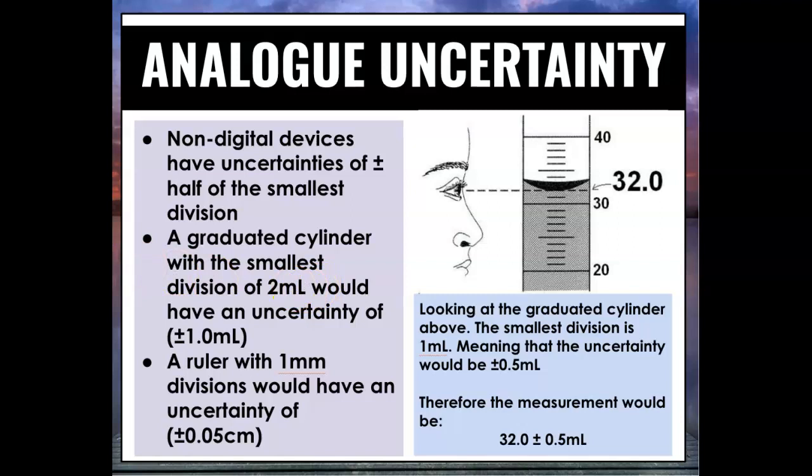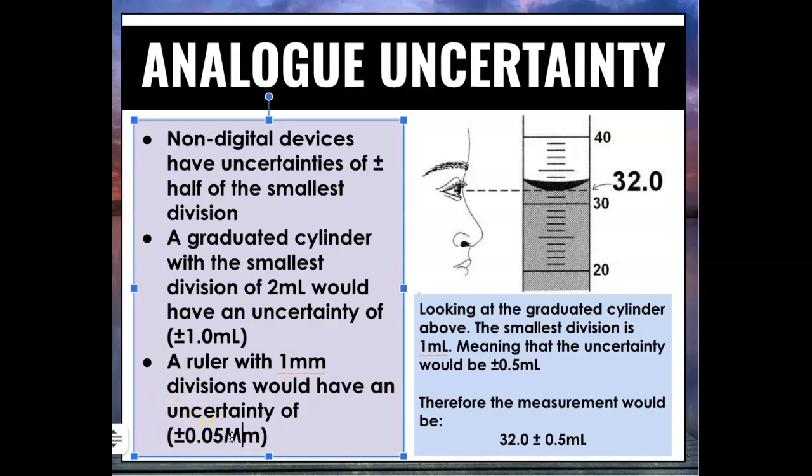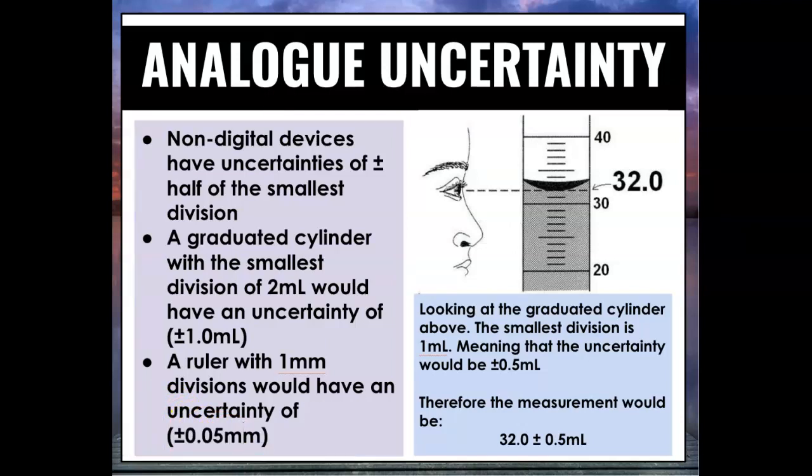Okay, a ruler that has 1 millimeter divisions would have an uncertainty of 0.05 centimeters, not centimeters, millimeters. Need to have the right units there. I apologize. So you're taking the division that you have and dividing it in half.